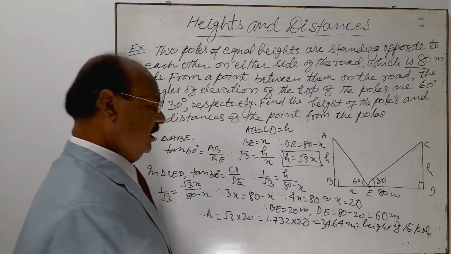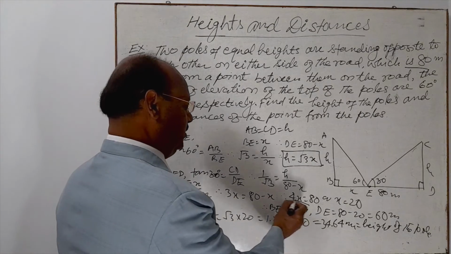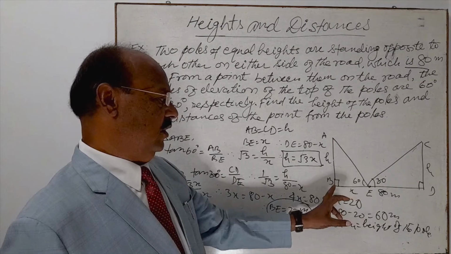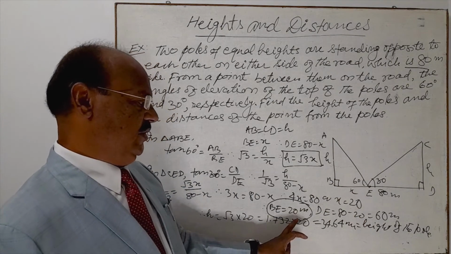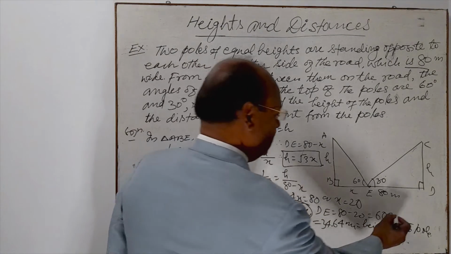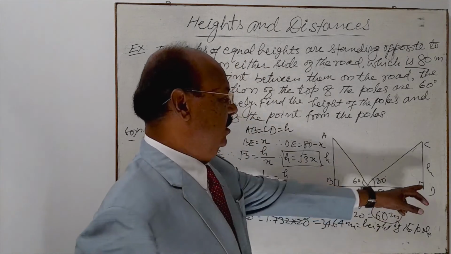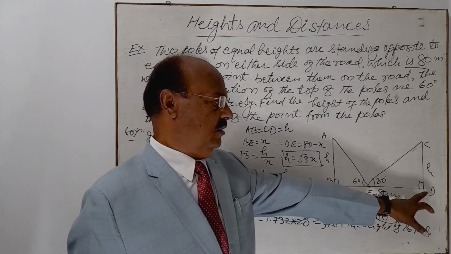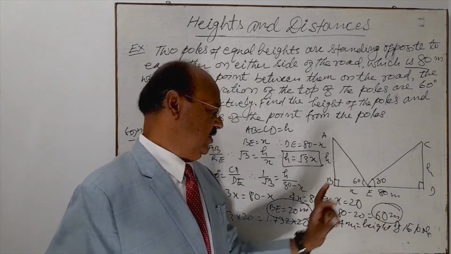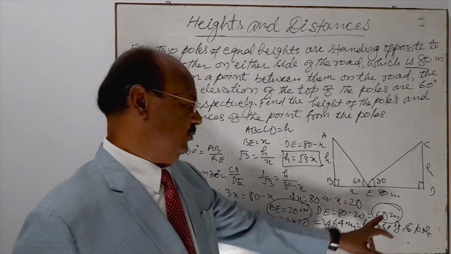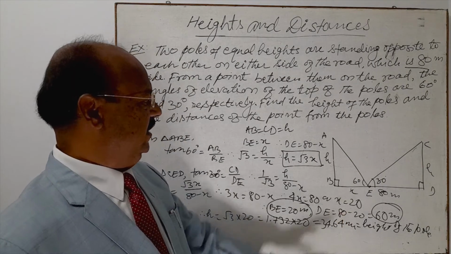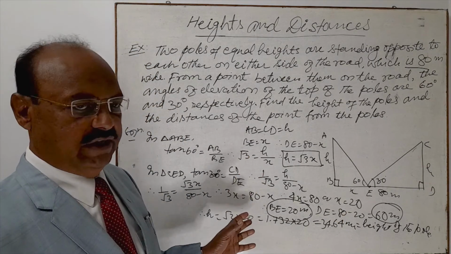So these are the answers. One answer is BE. Distance of this point E from B is 20 meter. Another answer is 60 meter. DE is 60 meter. Distance of this point E from another pole is 60 meter. And height of the pole is 34.64 meter. So in this way we can do these questions very easily.